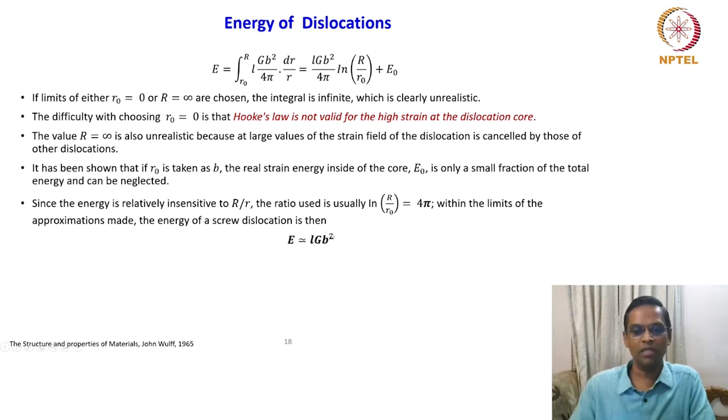So what is the message? The energy is proportional to the square of the Burgers vector. This you have to remember. That is what we have shown in the beginning, but this is what we have finally arrived at also.